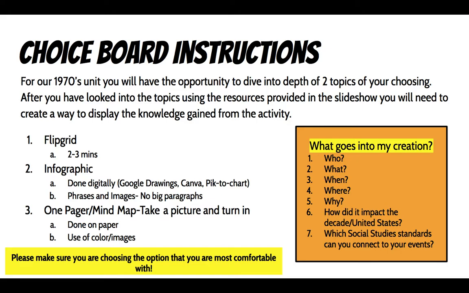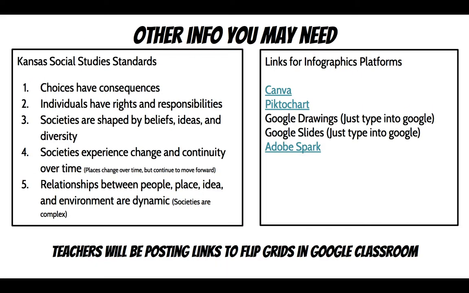So let's look at the topics that you guys can choose from. Or actually, whoops, I have some more info that you may need. So if you don't remember the Kansas Social Studies standards, we have them there for you. So remember, you have to figure out which standard best applies to your event. I did do some links for infographic platforms: Canva, Piktochart, Google Drawings, Google Slides, Adobe Spark. Any of those will work. And then, like I said, teachers will be posting links to Flipgrids in Google Classroom. So that's just some other information you guys may need.